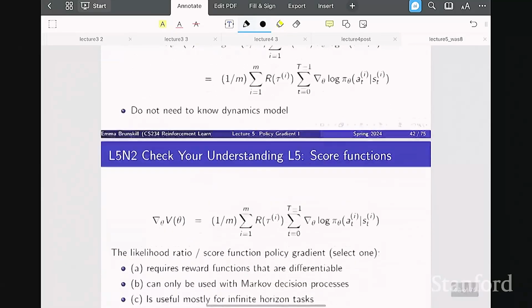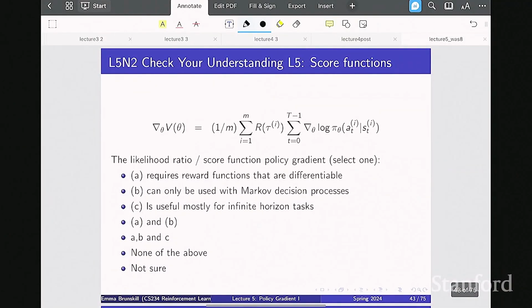So now let's just do a small check your understanding about likelihood ratio score function policy gradients. And so what I'd like you to do is say, does it require that your reward function is differentiable? Can you only use it with Markov decision processes? Is it useful mostly for infinite horizon tasks? A and B, A, B, and C, none of the above, or not sure. Let's just take a second to do that.